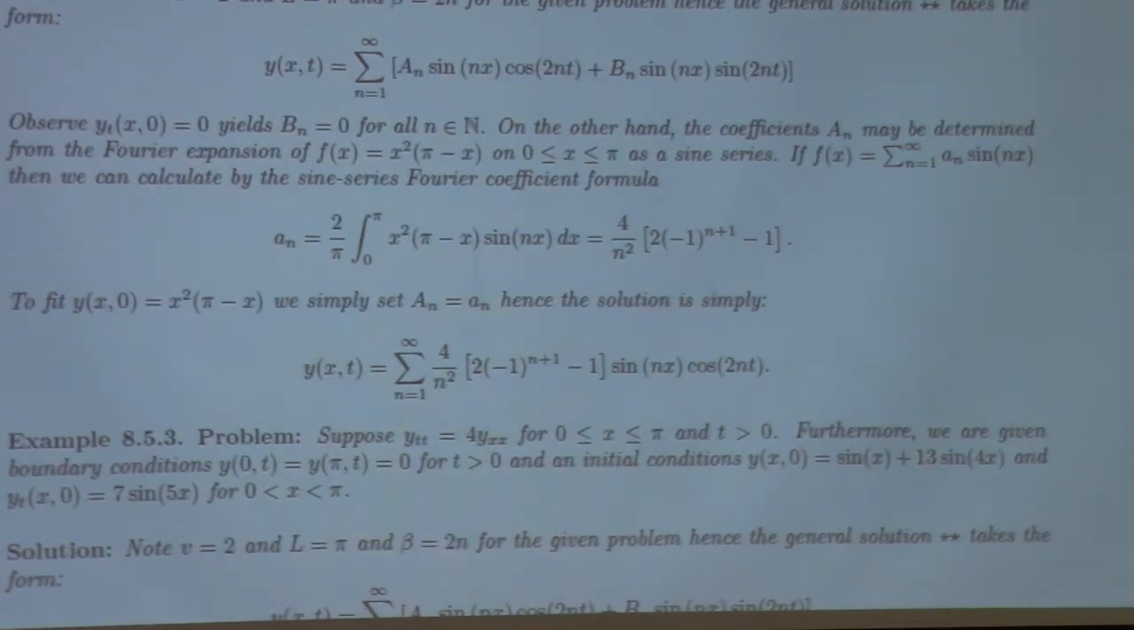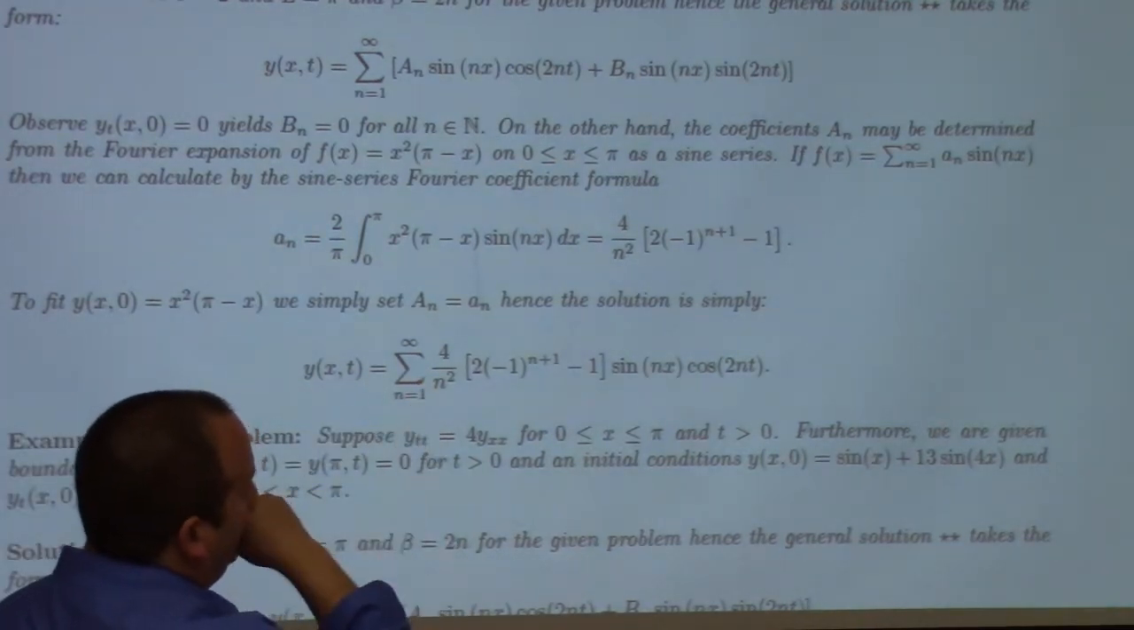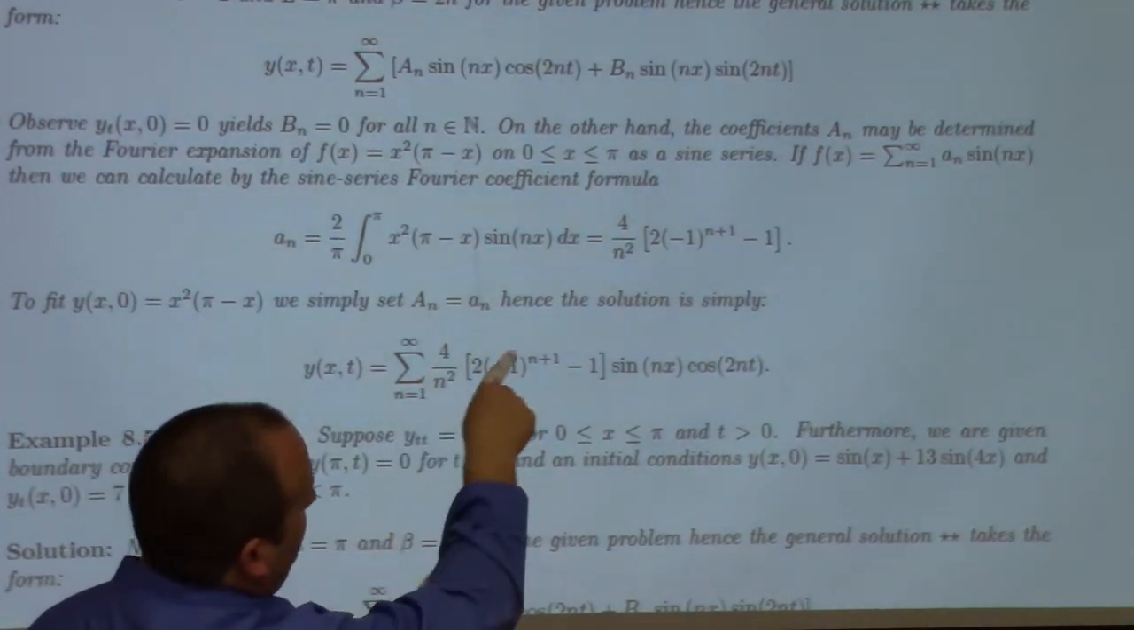So here's a wave equation, ytt plus 4yxx. We're looking at the wave between 0 and pi for x and for t positive. And we're given boundary conditions that the endpoints are fixed at 0. An initial condition, y of x, 0 is x squared times pi minus x. And also an initial velocity.